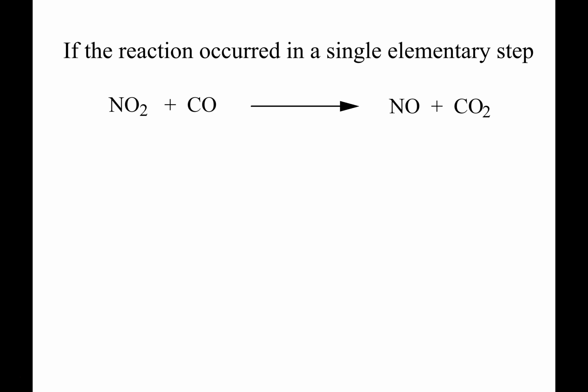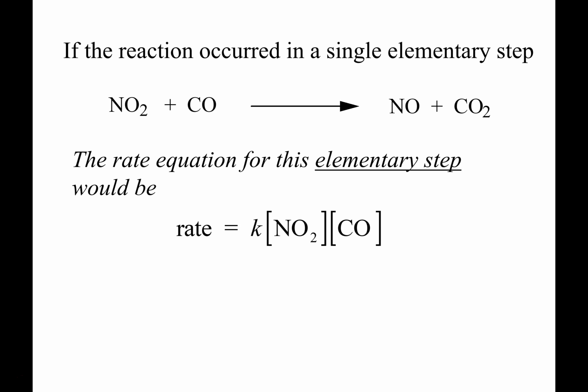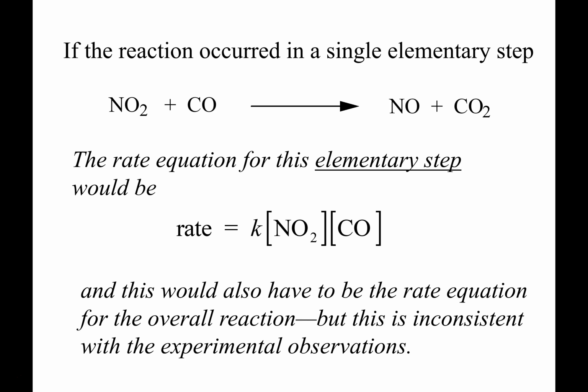Well, we know it doesn't happen in a single step. If it happened in a single step, we could use molecularity. It would be first order NO2, first order CO. And that's not what's observed. And we'll X that. Okay? So that'd be too easy.